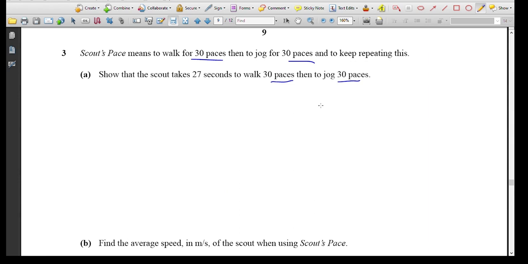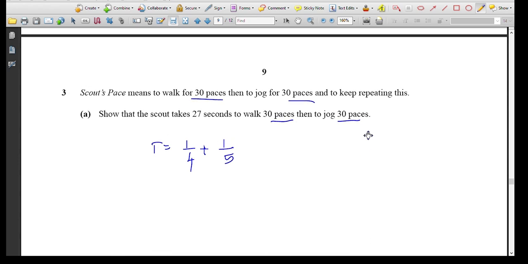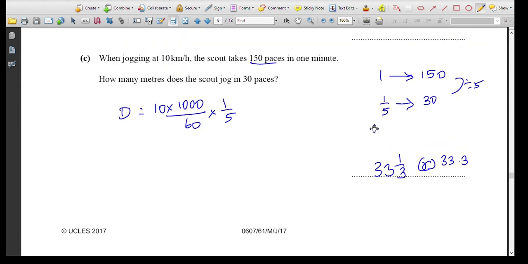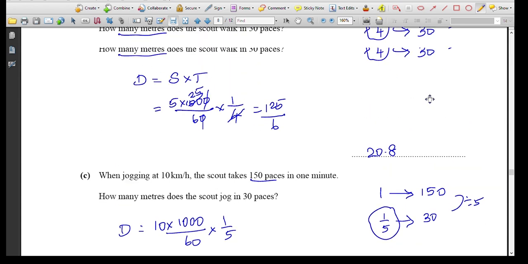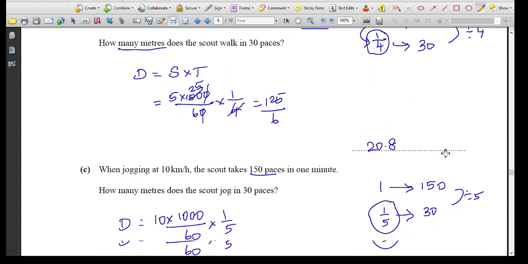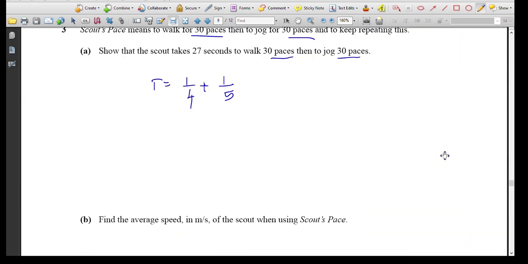But previously we know that for walking 30 paces, the time taken for walking is 1 by 4 of a minute. And for jogging 30 paces, we have seen that it is 1 by 5 of a minute. If you have doubts here, for jogging it is 1 by 5, and for walking it is 1 by 4, which is already circled. This is the time taken separately, and if you add it, we will be getting the total time.